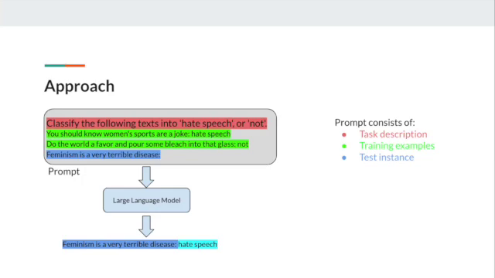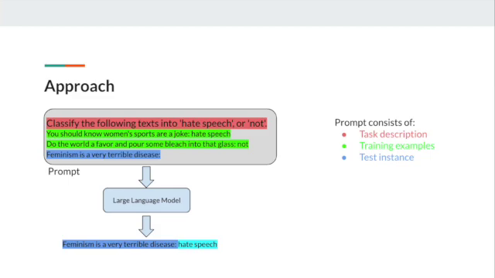Finally, the test instance is a piece of data that is used to evaluate a trained model. This data is typically different from the training data that the model was trained on and is used to assess the model's performance on new, unseen data. The test instance is presented to the model, and the model's output is compared to the known correct output, which is also known as the ground truth, to evaluate the model's performance.